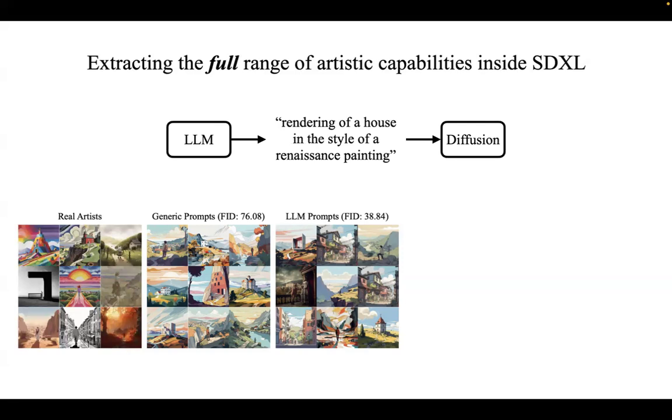You can also use powerful baselines like asking a language model like GPT-5 to generate a list of art styles and manually prompting the diffusion model with these artistic styles that the LLM has provided. This closes the gap quite a bit compared to generic prompts, but still has a higher FID of 38.